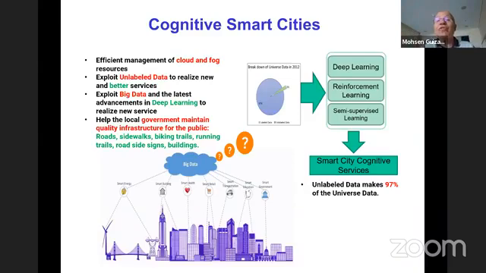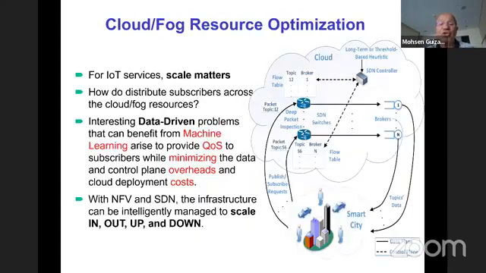We can improve the quality of service at the cloud or at the fog, through resource optimization, where we can use machine learning to improve the quality of service to the citizens or users, minimizing the data and control overheads and minimizing the cost for those who are using networks, using SDN, NFV, and so on and so forth.